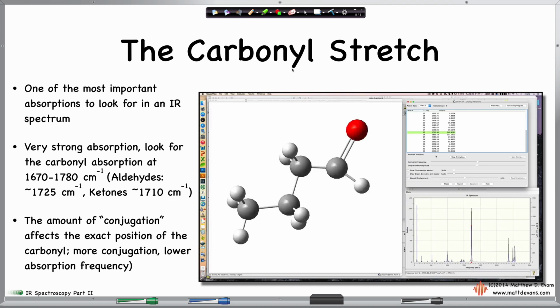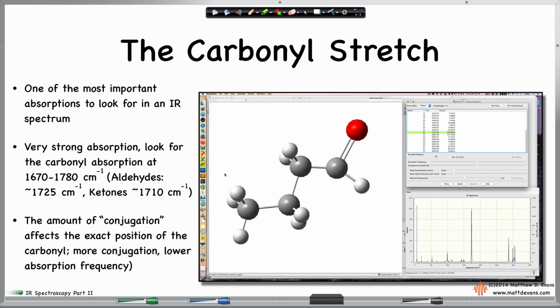Okay, so let's look at the carbonyl stretch. This is the second most important, maybe in a tie with the OH stretch. So here's the carbonyl. Just as a reminder, a carbonyl is this bond right here. It's a carbon double bond oxygen. Carbonyl is not a functional group. It's just referring to this carbon double bond oxygen. So lots of functional groups contain a carbon double bond oxygen.